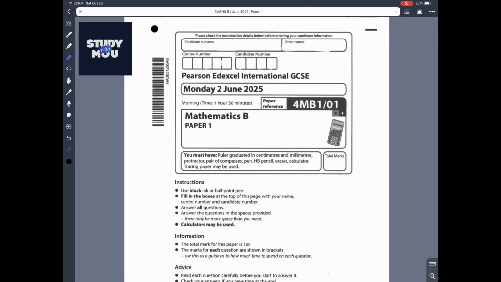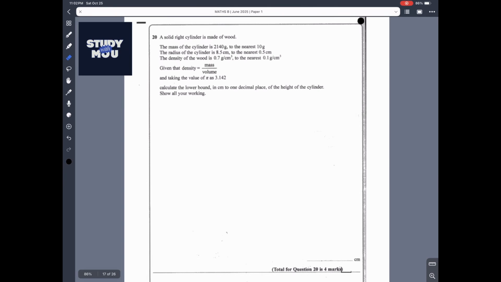So today we will be doing Maths B May-June 2025, Paper 1, question number 20. A solid right cylinder is made of wood. The mass of the cylinder is 2140 gram to the nearest 10 gram. The radius of the cylinder is 8.5 centimeter to the nearest 0.5 centimeter. The density of the wood is 0.7 gram per centimeter cube to the nearest 0.1 gram per centimeter cube.